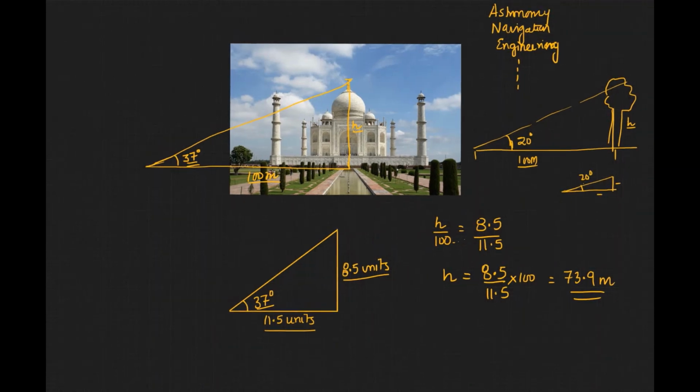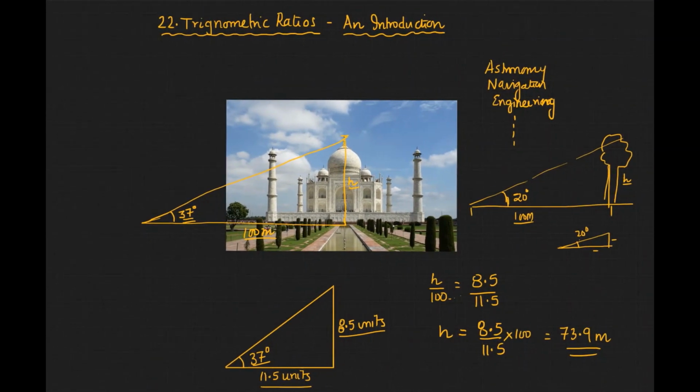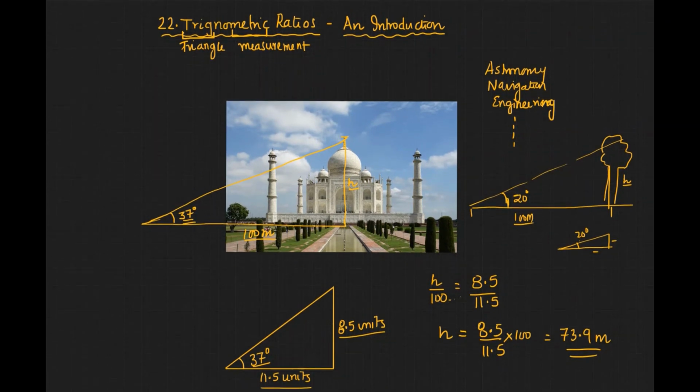I hope you got an idea of how trigonometry is useful in real life. The word trigonometry comes from trig, which is triangle, and metric, which is measurement. So it's something to do with triangular measurements. In this chapter we will look into all the different kinds of ratios of a triangle and get used to some of the terminologies, so that we can use them for practical applications. So see you in the next one.